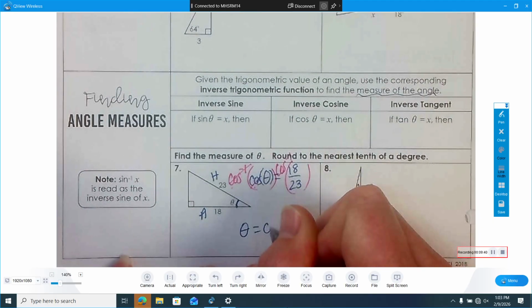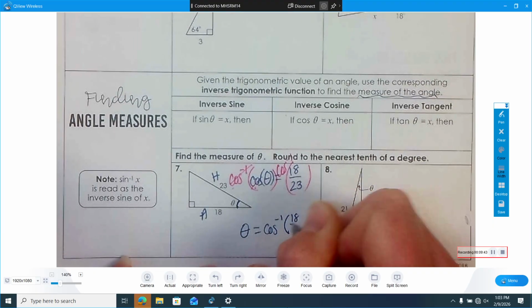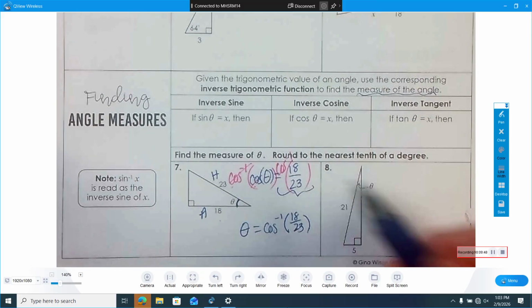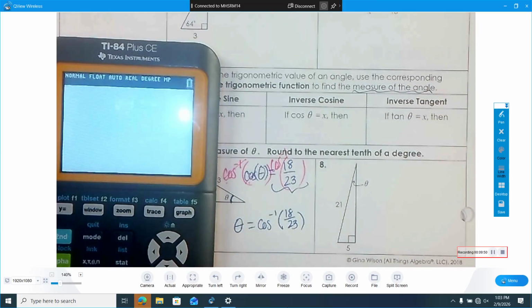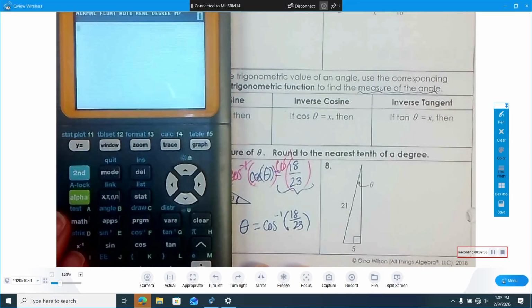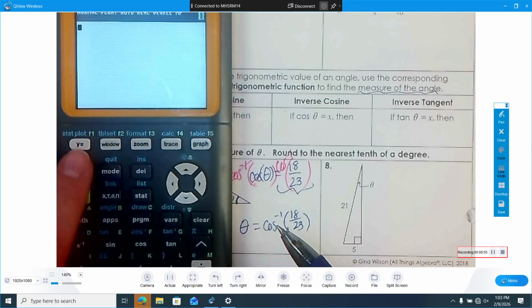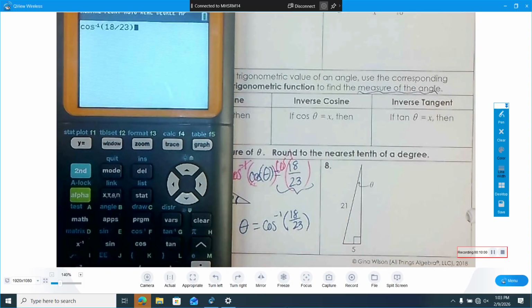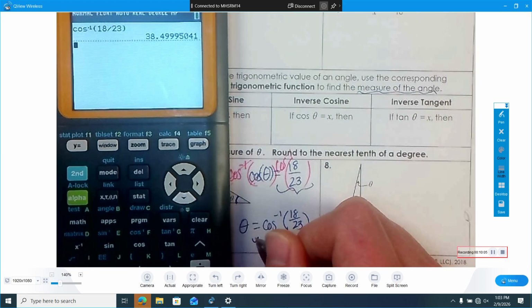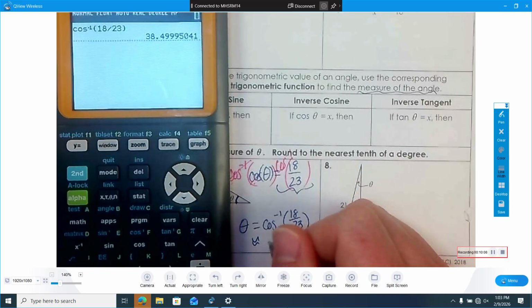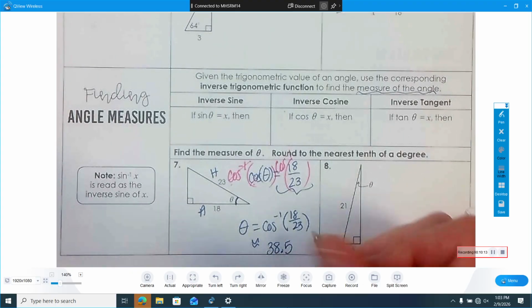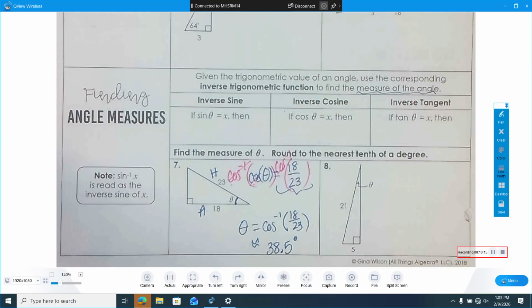And so in my calculator, I'm just typing in cosine inverse of 18 over 23. But again, you don't have to rewrite it. It's right here. You've already written it. You just have to do it on your calculator. So cosine inverse is a blue function, so second, cosine inverse, 18 divided by 23. All right, so that becomes about 38.5. What's the unit on this? Degrees, yes, because we are finding an angle measure, so it is degrees.